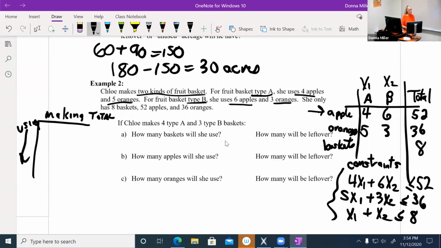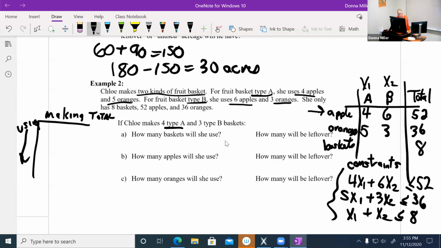So I want you to notice I am using 3 things to make these baskets: baskets, apples, and oranges. So I'm going to have 3 slack variables, one for the leftover apples, one for the leftover oranges, and one for the leftover baskets. So when I work with Simplex Tableau, you have 3 types of leftovers. All right, so let's do some numbers.